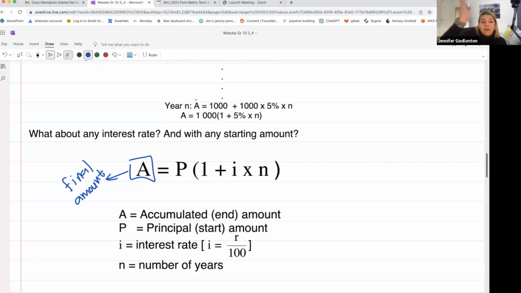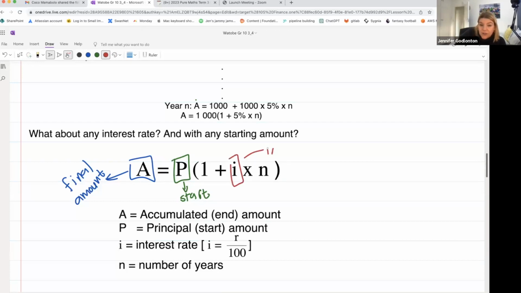P is what we start with. So that is like our deposit or our loan or whatever we're starting with. It's the beginning. Okay. 1 is just the number 1. So there's nothing fancy about that. That is just 1.